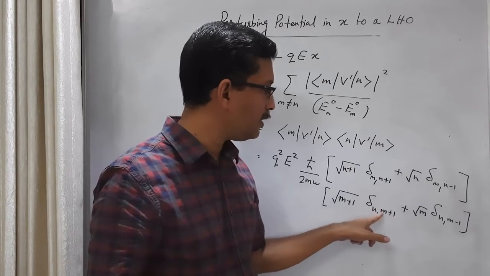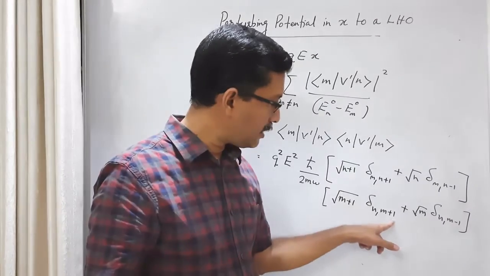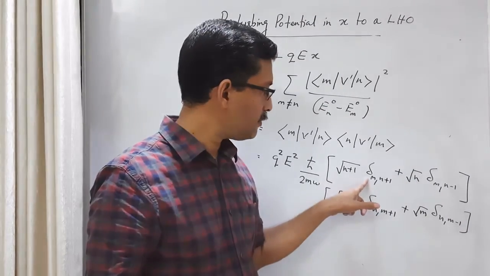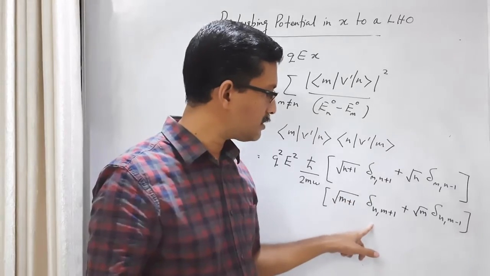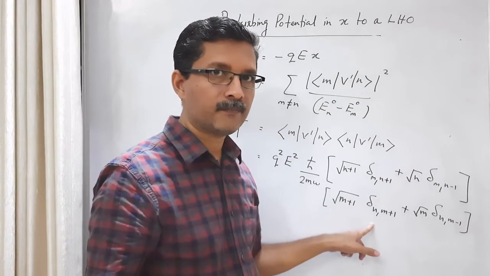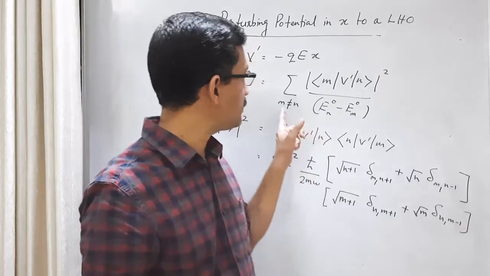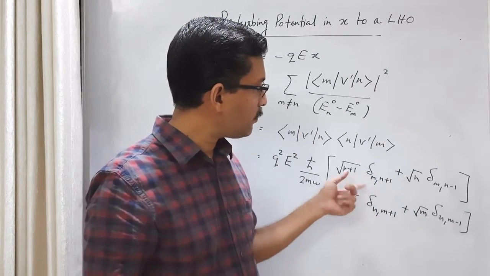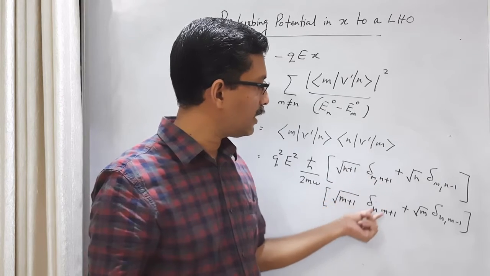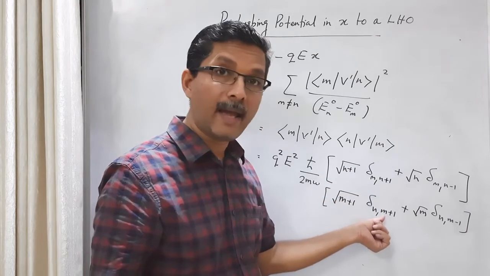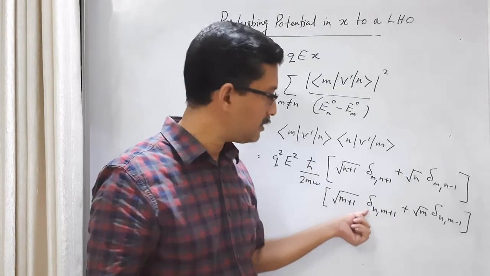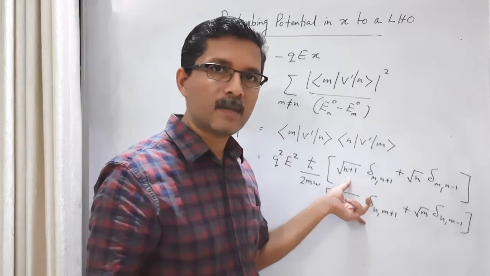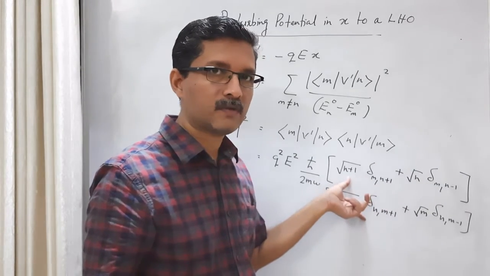n should be equal to m plus 1, which means that m should be equal to n minus 1. If we write in terms of m, because m is the variable here, then if you take the product, this part is non-zero only when m is equal to n plus 1, whereas this part is non-zero only when m is equal to n minus 1. The two conditions cannot be simultaneously satisfied. So this product will be 0.